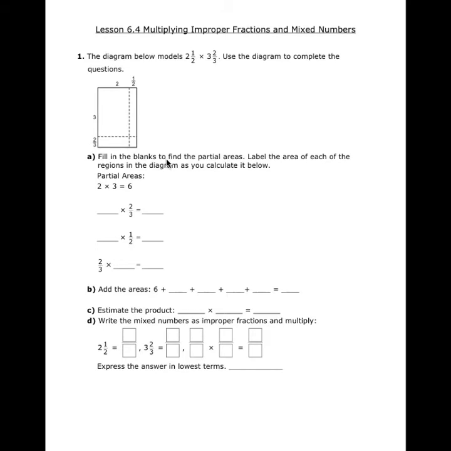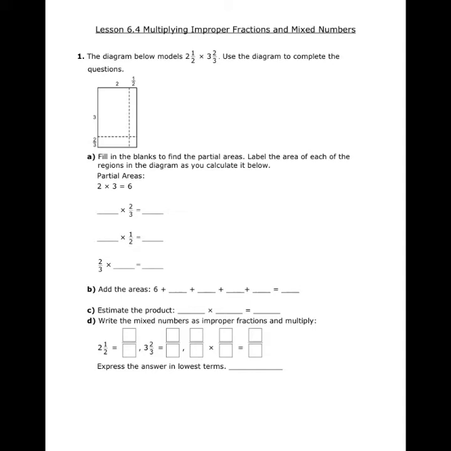So we want to fill in the blanks to find the partial areas as they're divided up in the diagram there. We want to label the area of each of the regions in the diagram as you calculate it. So looking at the partial areas, the first one we have is 2 times 3 is equal to 6.